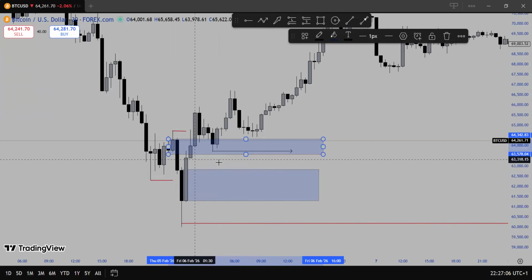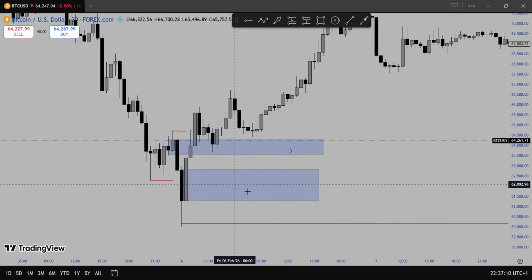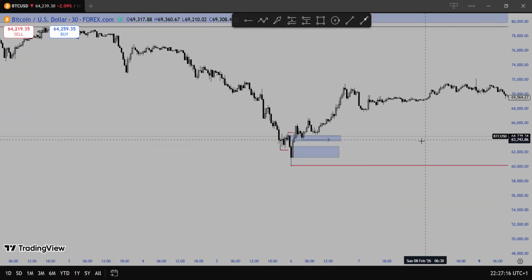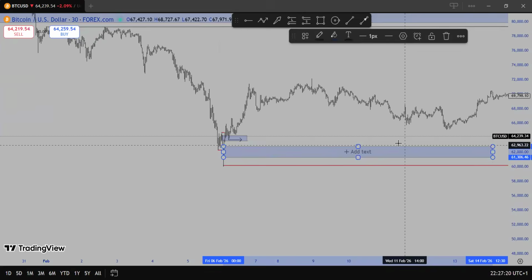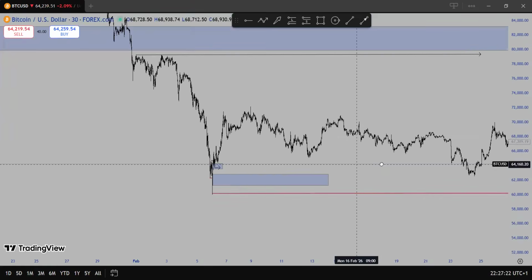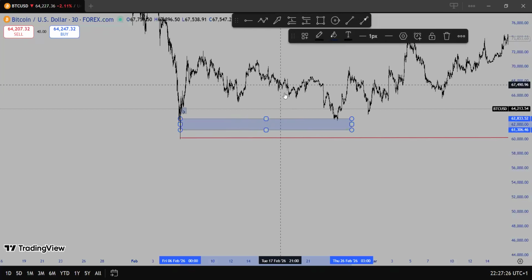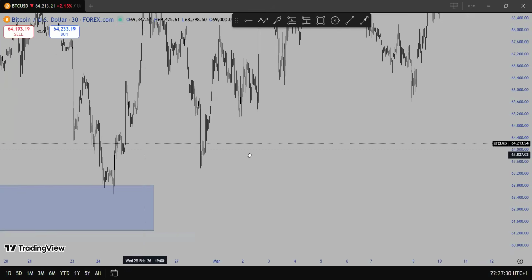And then, for the market, we want to use the unmitigated zone, which is this order block. Based on the rules we talked about, this is the zone that we expect the market to come and tap into before continuation of our buys. When the market taps into this zone, this is where we expect our buys from.